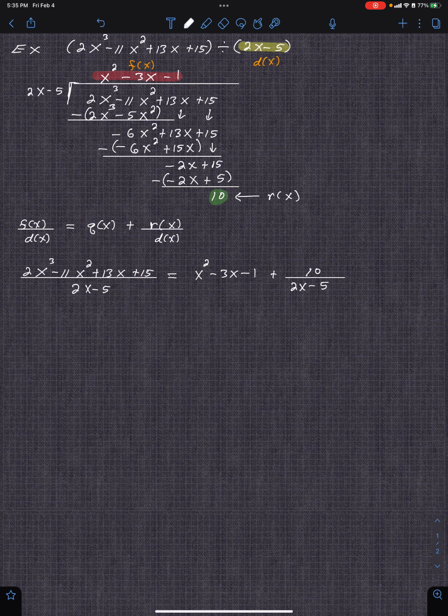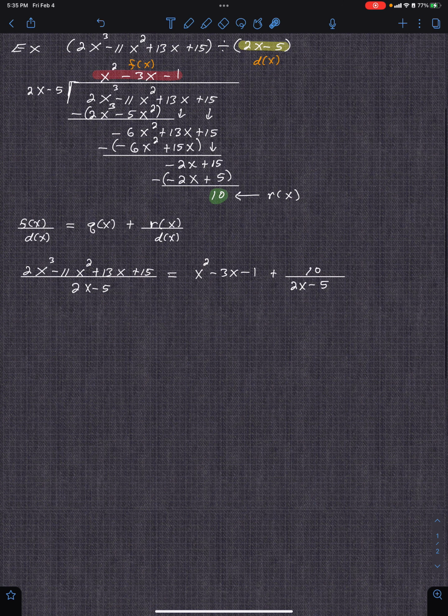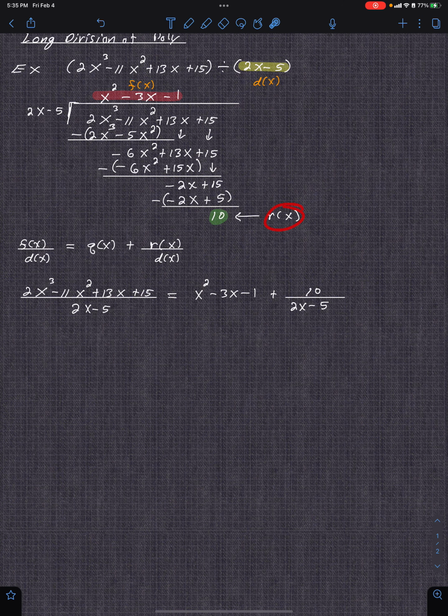Now, that's all well and good. That's really not why we're doing this. We're doing this because in the long run we want to find when the remainder is 0. And then by doing that, you know how the polynomial factors. So that's really what we're after. Now, it'll take a little bit to get to, but that's what we're after.